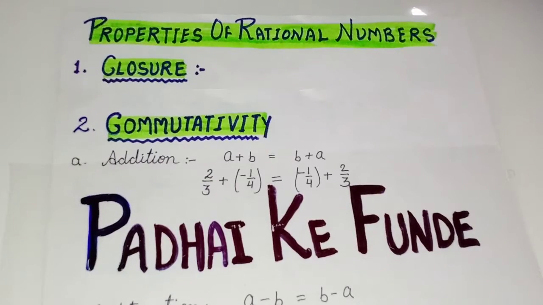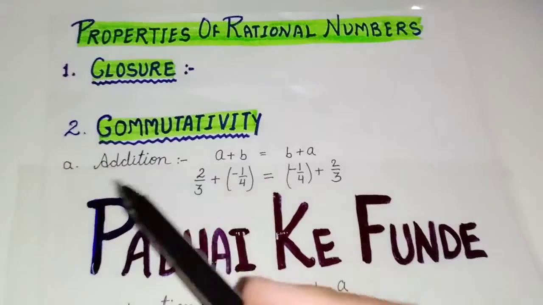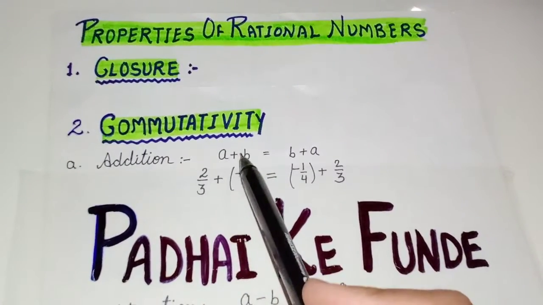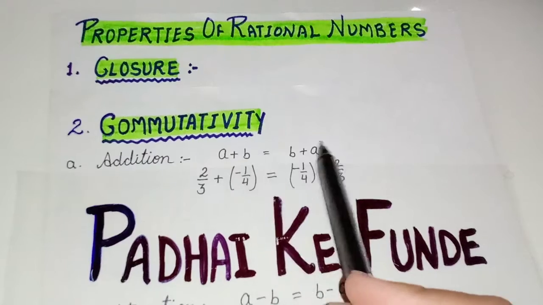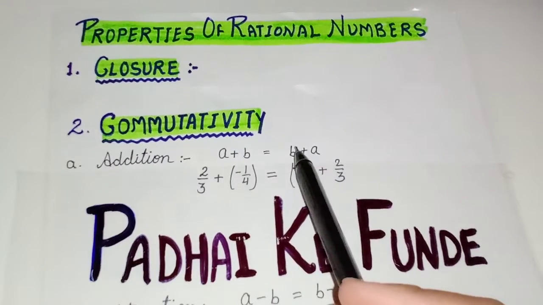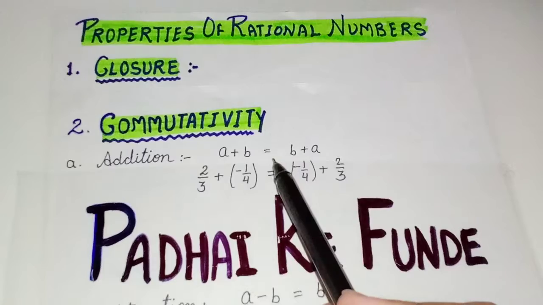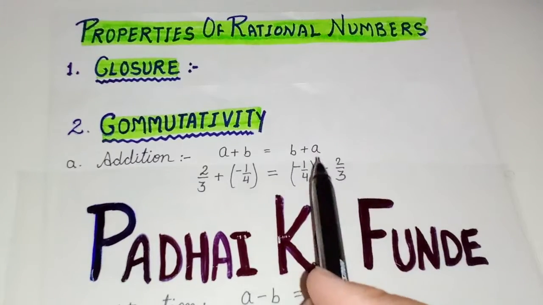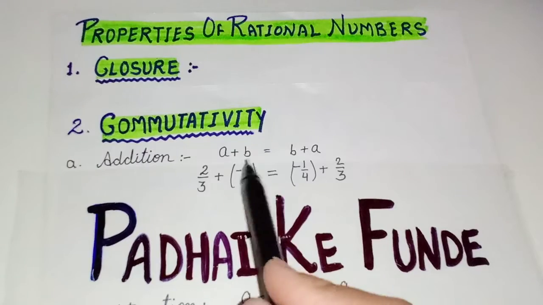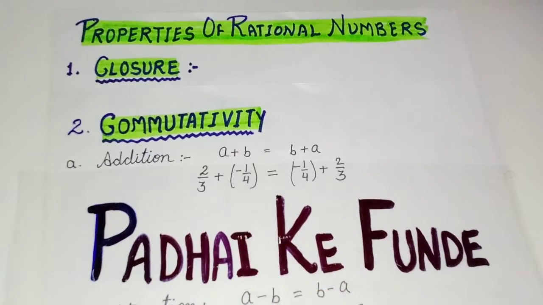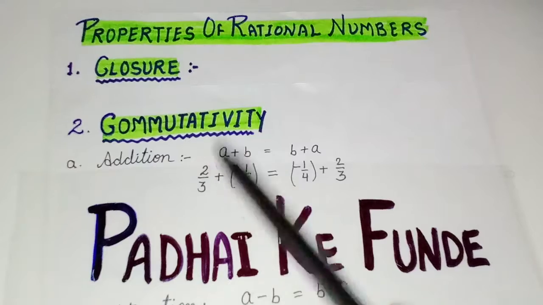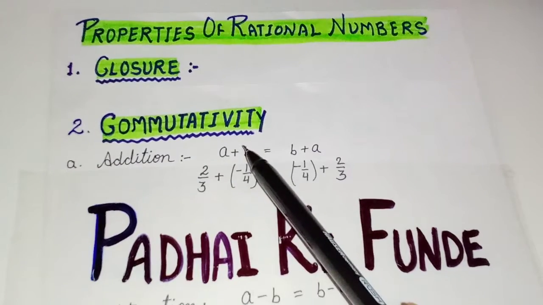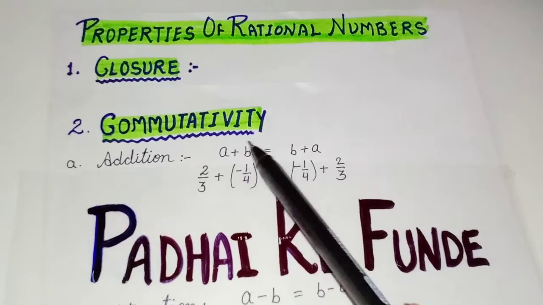That means if we see addition, it tells us that rational numbers can be added in any order, but we have to check it. Here I am not telling you they are equal. We have to check it and then we will prove it, right? So first we are going to see addition of two rational numbers. We will see whether they are commutative under addition or not.